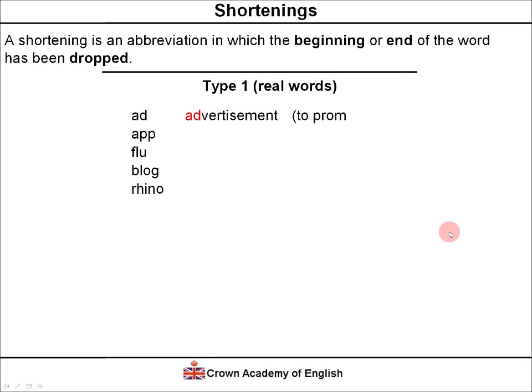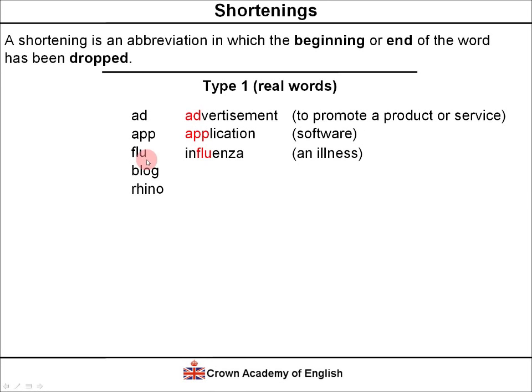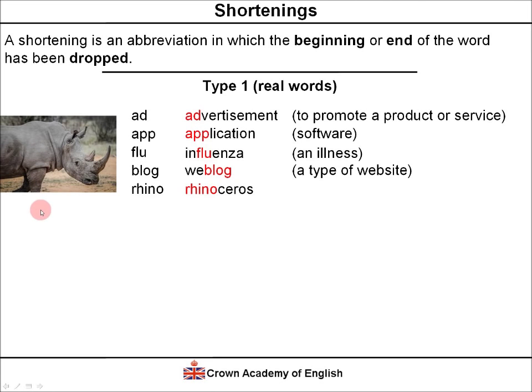Let's look at the meaning or the origin. So we can see that ad is an abbreviation for advertisement, and we have dropped the end of the word. And advertisement is something to promote a product or service. So app is an abbreviation for application. So we have dropped this part of the word. This is simply software. Flu is an interesting one. We have dropped the beginning of the word and we have dropped the end of the word. So flu is in the middle and it means an illness. Blog is in fact short for weblog, and it is a type of website. And rhino, well, it is a wild animal.